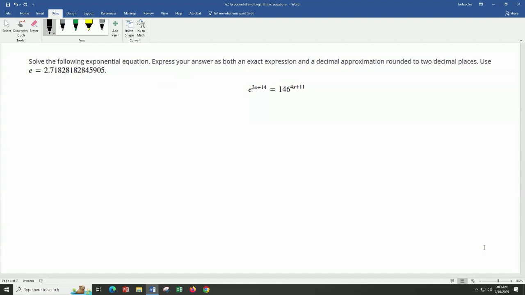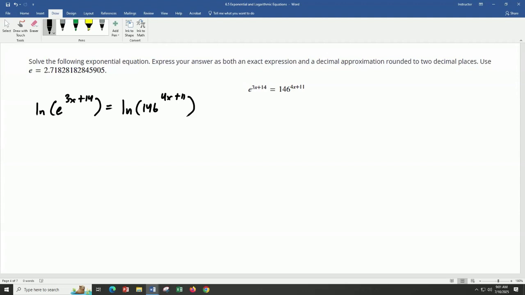Okay. First off, we see an e. I like e because if I want to get rid of it, I'm immediately going to do what? Take the natural log of both sides. So how about on our first step? Let me go ahead and just rewrite that. When I'm taking a natural log on both sides, that's going to immediately remove that e. Okay. So I have ln e to the 3x plus 14 is equal to, well, once again, I've got this ln 146 to the 4x plus 11.